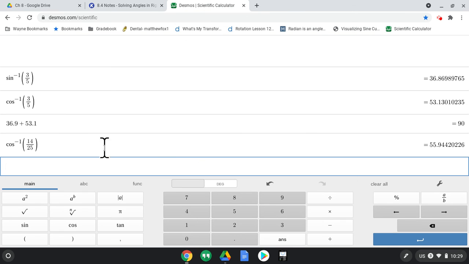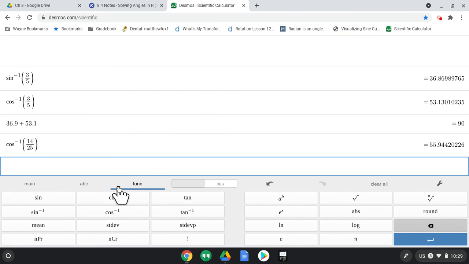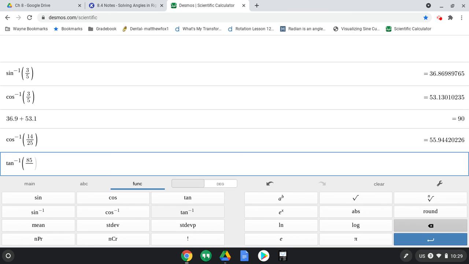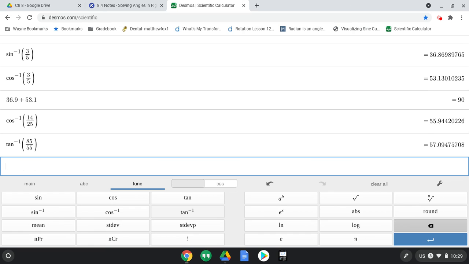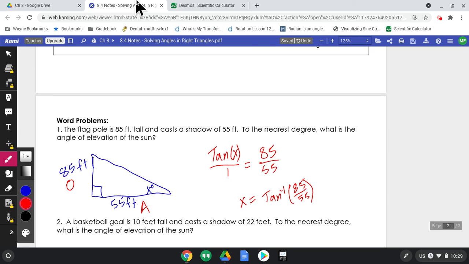So we go here, inverse tan, 85 divided by 55. We hit enter. Now it's set to the nearest degrees, so 57 degrees will be our answer. X will equal 57 degrees in this case.